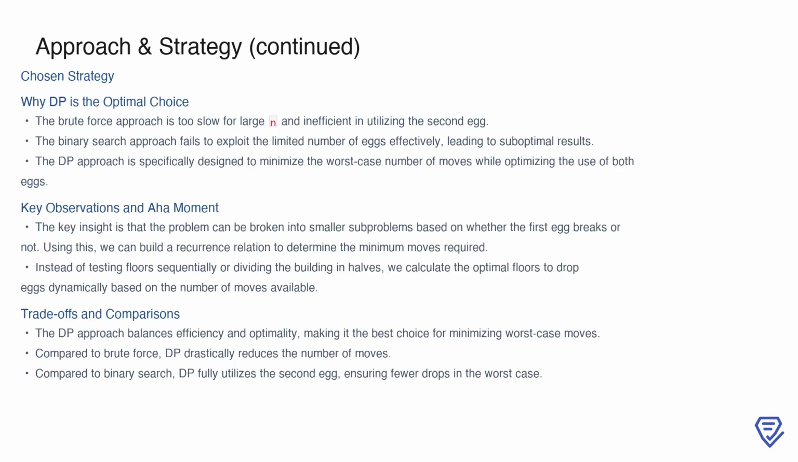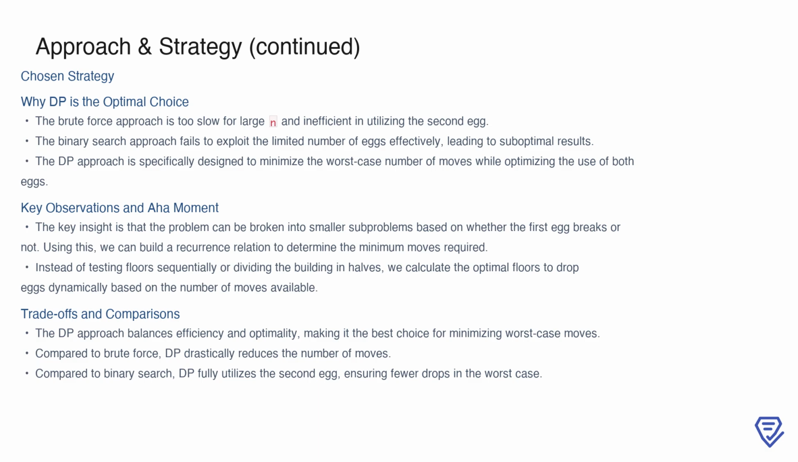Dynamic programming emerges as the optimal choice for this problem because it directly addresses the limitations of the previous approaches. The brute force method, while simple, is prohibitively slow for large N and fails to leverage the second egg efficiently. Binary search, while faster, doesn't make full use of the 2 eggs, leading to unnecessary drops in the worst case. The DP approach, on the other hand, is specifically tailored to minimize the worst-case number of moves while maximizing the utility of both eggs.